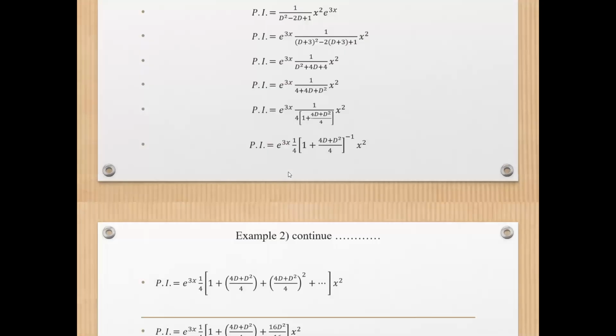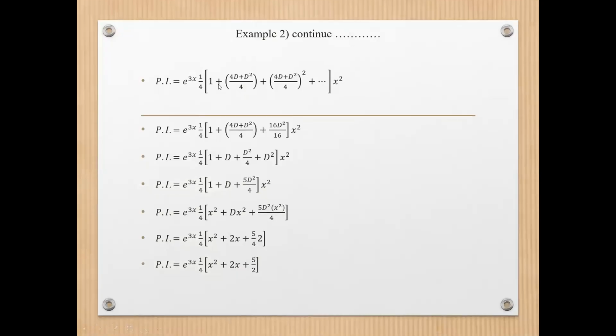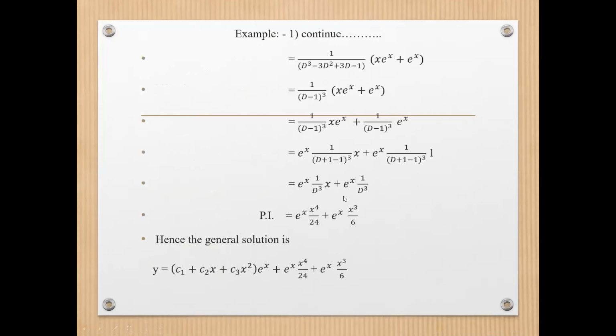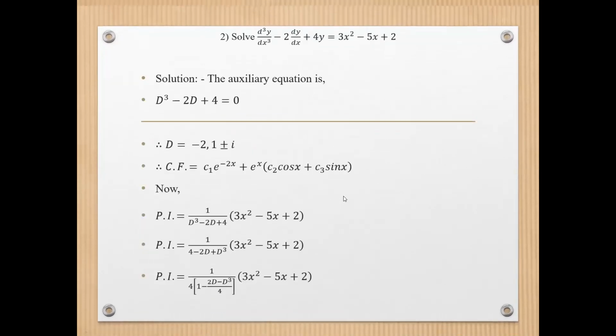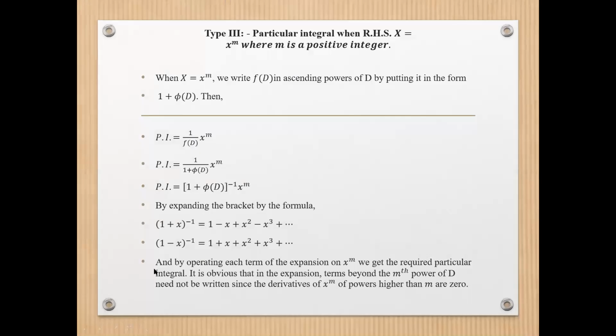Here is a plus sign, so alternate minus plus. Sorry, here is a minus sign. Look at the expansion. 1 plus x raised to minus 1 is nothing but 1 minus x plus x square minus x cube plus, and so on.